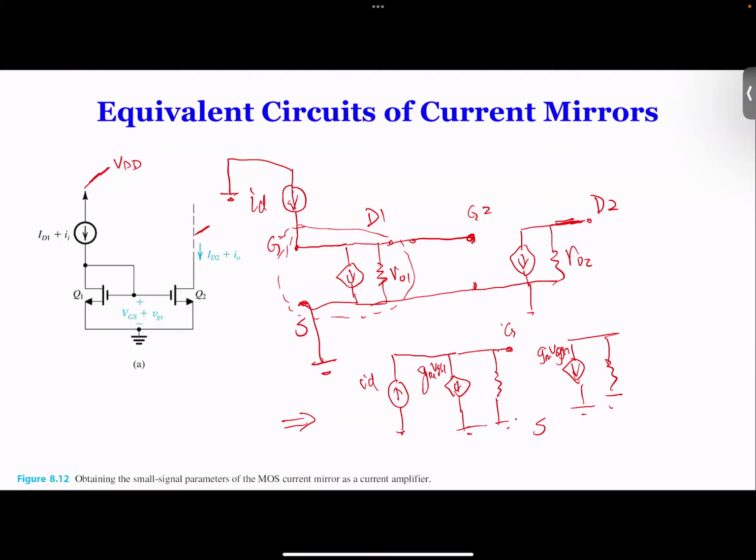Huh? This one? This one? In the middle? Yeah, it goes to ground, yeah. And this one goes to ground, but this one goes up. So.